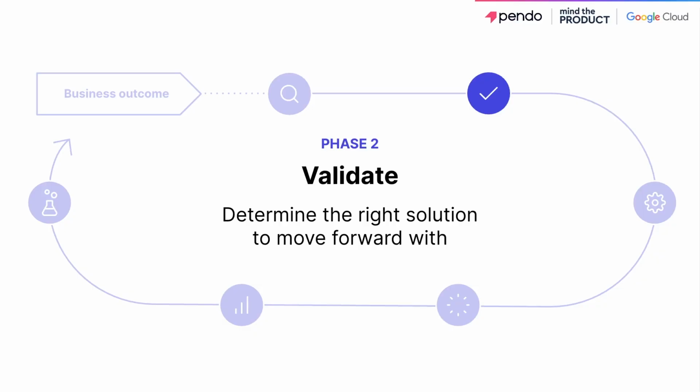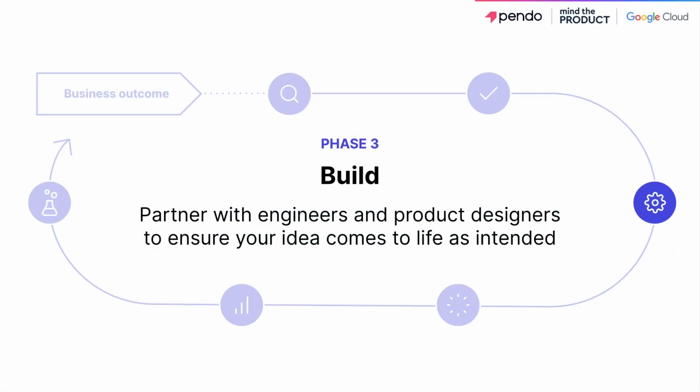Phase 2 is validate. Validation is the process of collecting data to ensure you're headed towards the right solution for users. If you've done discovery well, you'll have clear problems and many potential solutions to those problems. In this phase, you'll work to validate your product ideas in order to determine the right solution to move forward with.